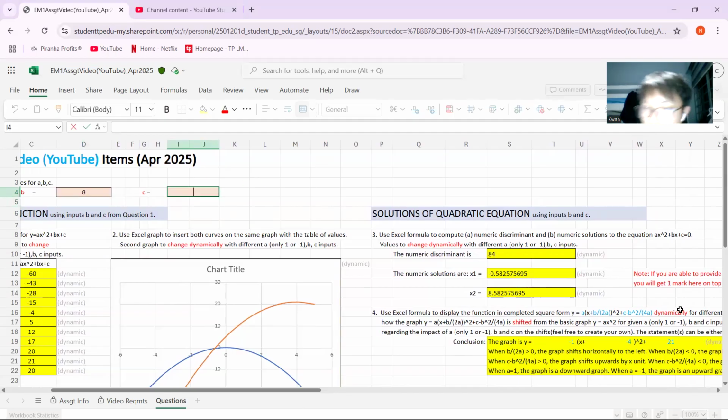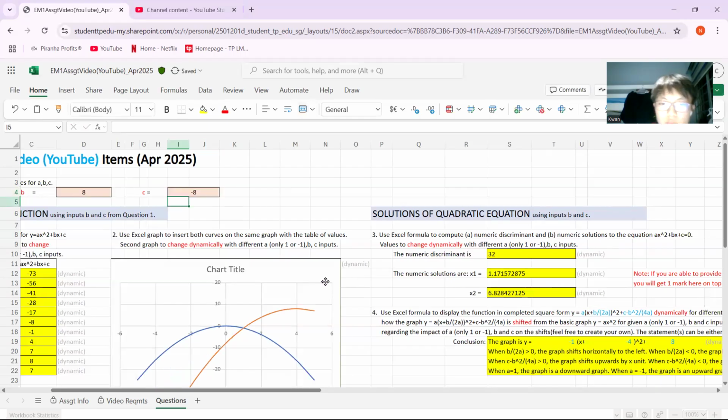And for C minus B squared divided by 4A, this section of the formula controls the vertical position of the graph compared to the basic graph. So when this value is a negative number, we make it negative, the graph shifts downwards. See? The graph shifts downwards.